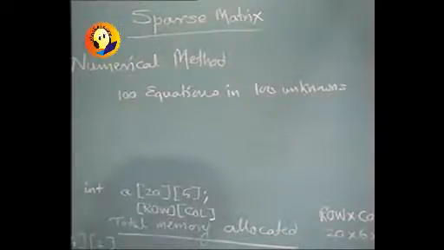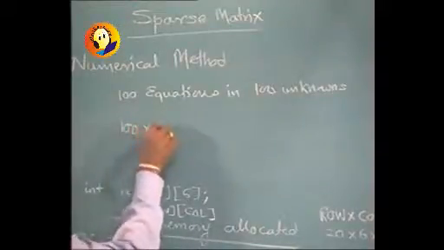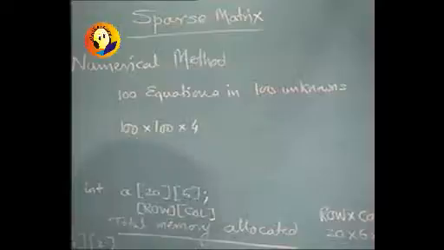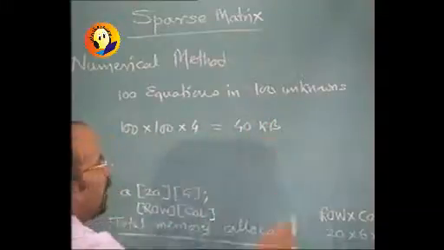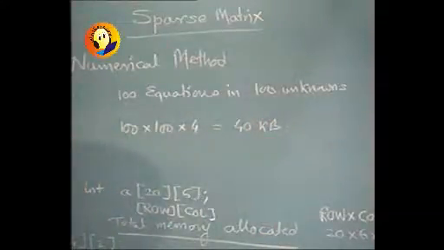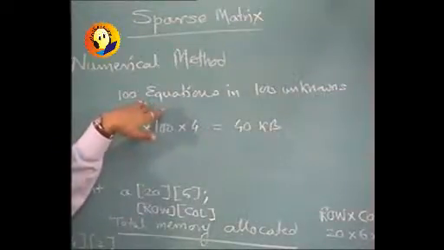Normally in the application area you will find that coefficients are float, and if you demand accuracy, those will be double also. So if it is 100 into 100 into 4, that requires 40 kilobytes of memory. 40 kilobytes of consecutive memory locations. Got it? And to allocate memory as big as 40 kilobytes could be a difficult task. But in scientific and engineering applications, this may even go ahead to 1000 equations, 1000 unknowns and something like that.